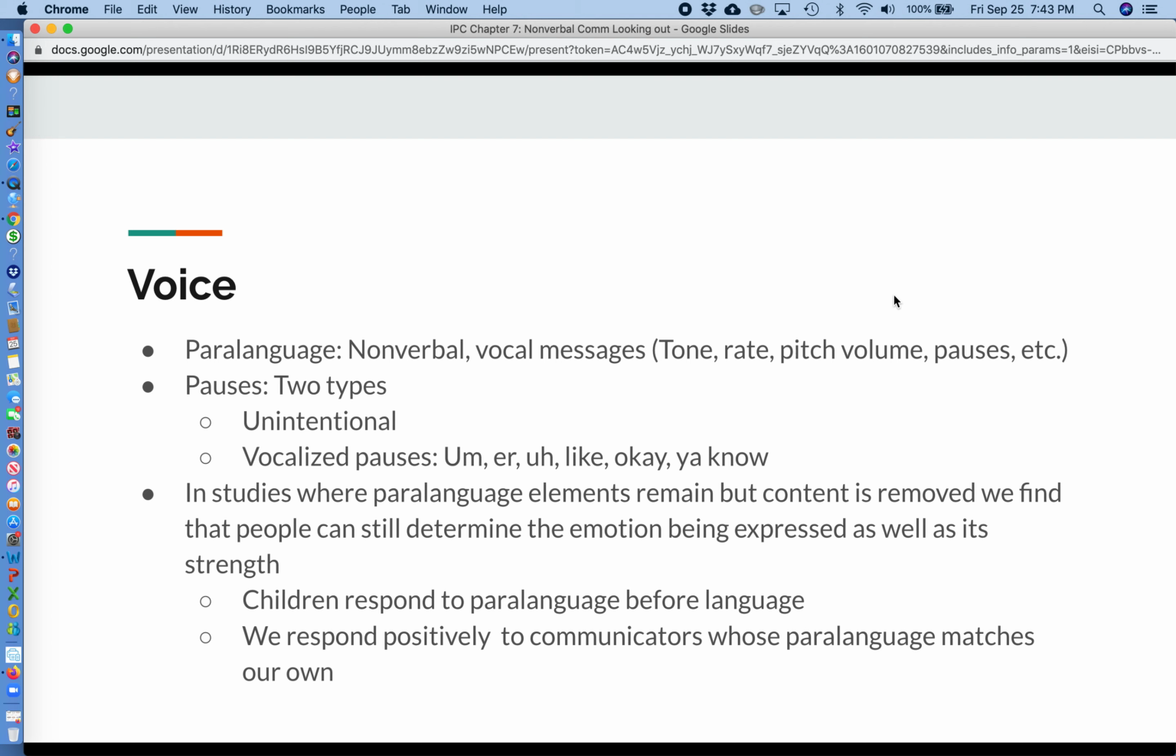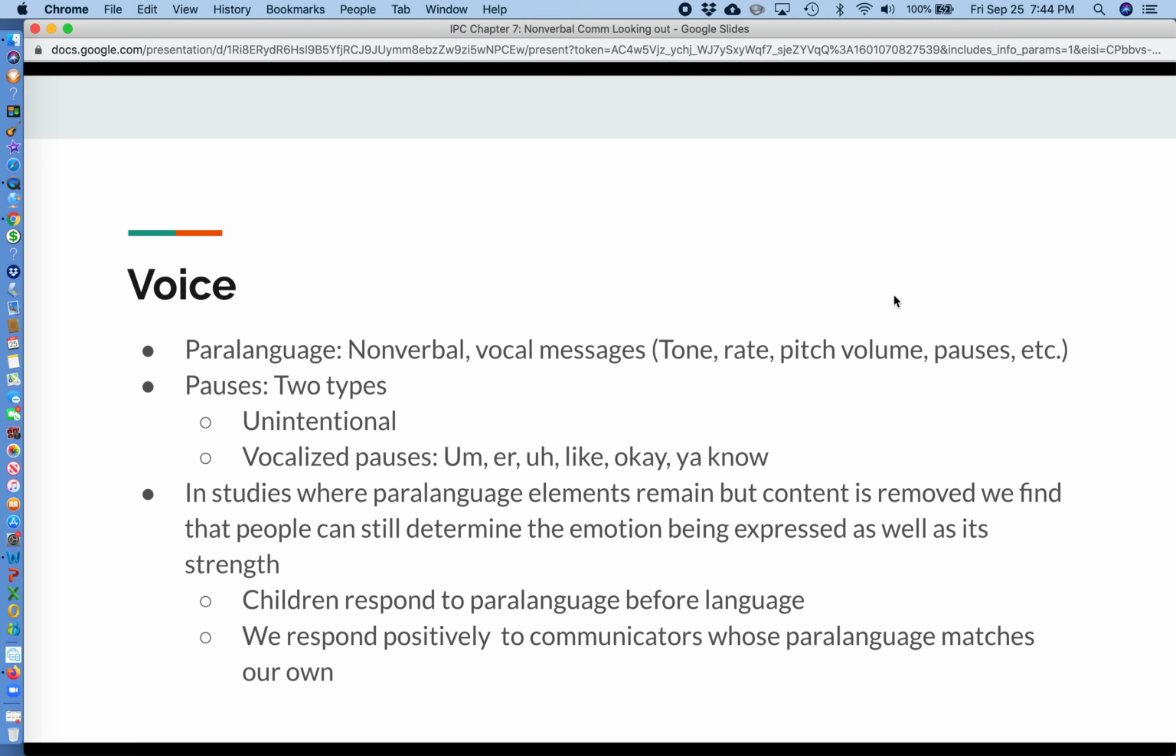Now, one of the things that's really interesting about all these paralinguistic forms of messages is that in these studies, we find that when these paralinguistic elements remain but we take out the content, in other words, we have the speaker say something like "blah, blah, blah," right? So there's no words, but we ask them to change their pitch, their tone, their pauses, how quickly they speak, and so on. The people can still figure out the emotion that the speaker is trying to express, as well as how strongly they're feeling that emotion.